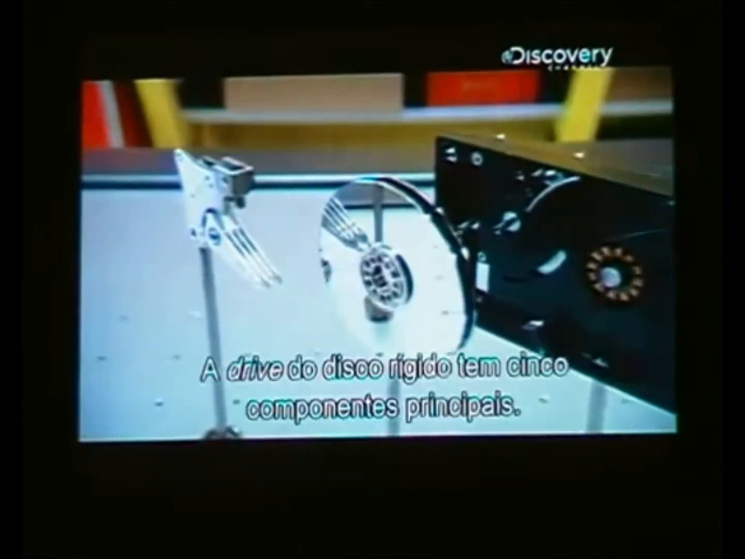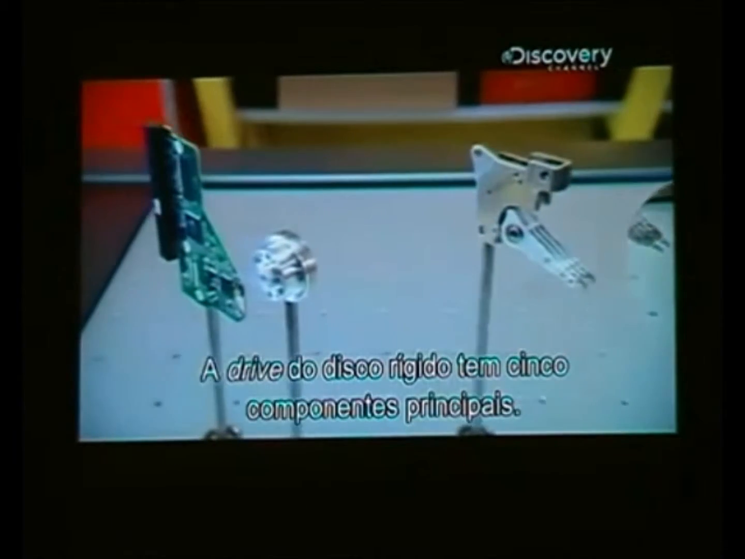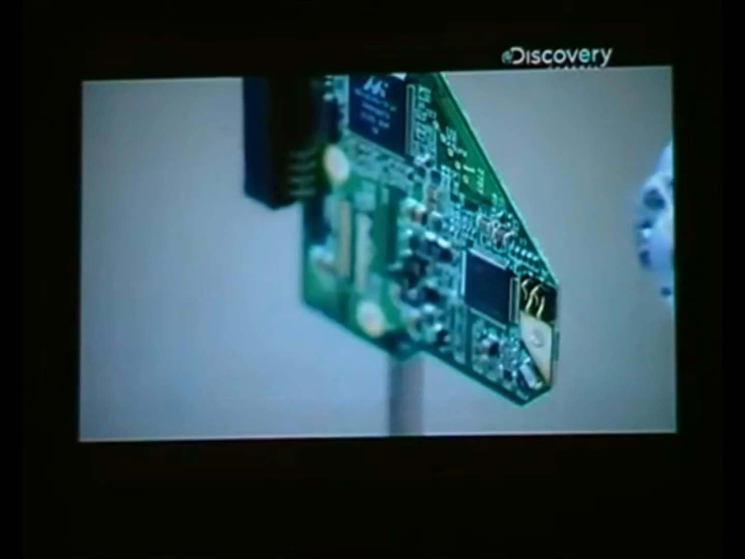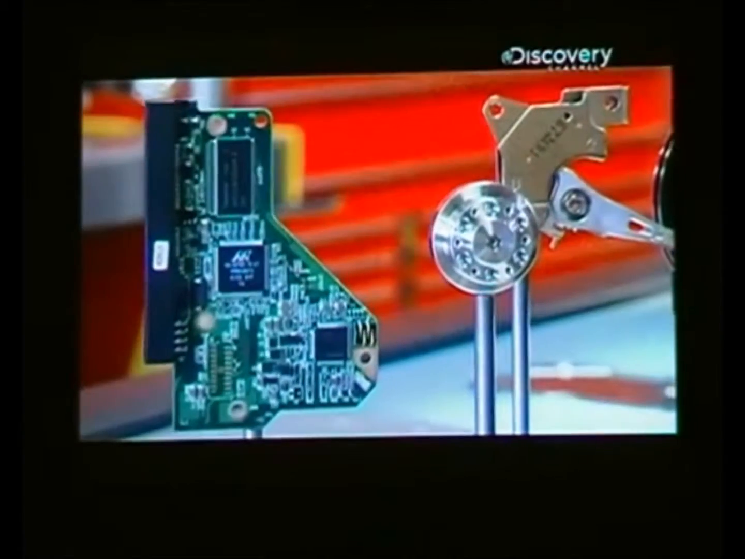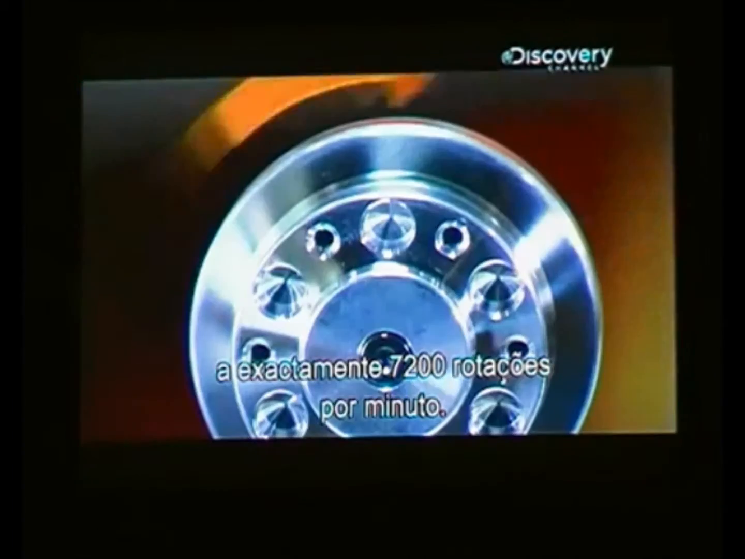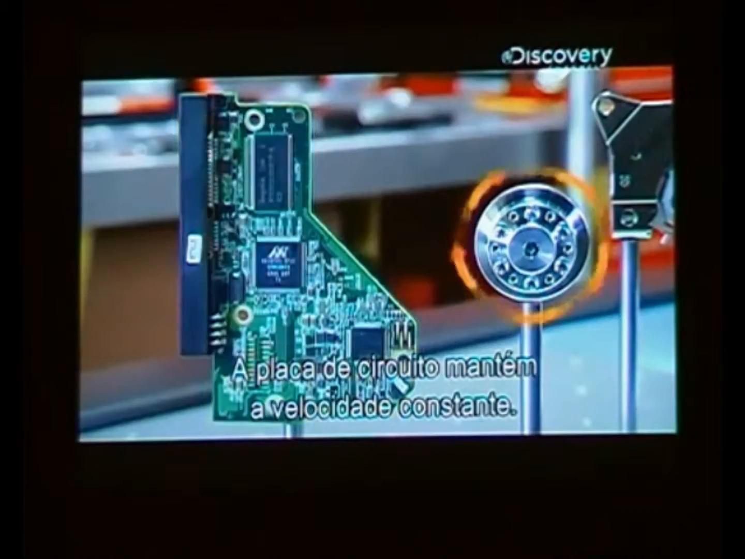Let's just watch the video. The hard disk drive has 5 main parts. A printed circuit board takes orders from the computer and controls the disk. An electric motor spins the hard drive's disk at exactly 7,200 revolutions per minute. The circuit board keeps the speed constant.